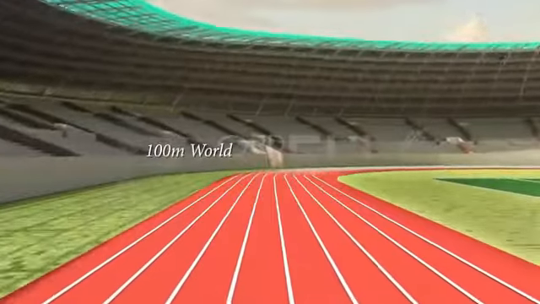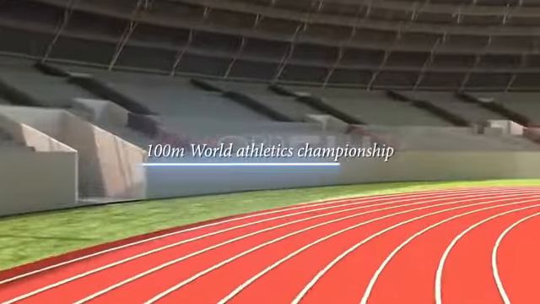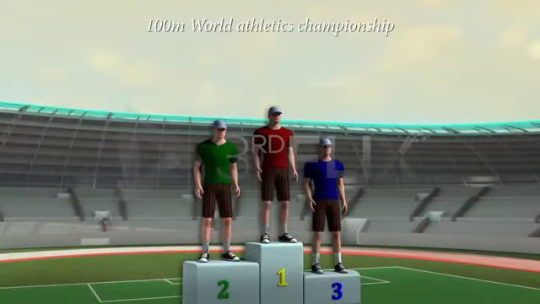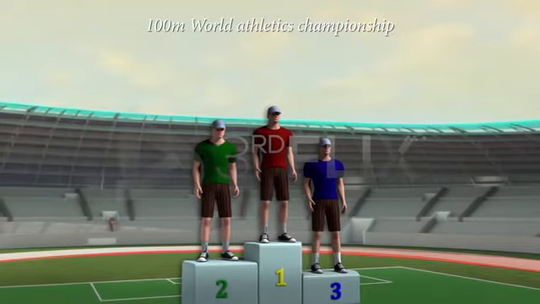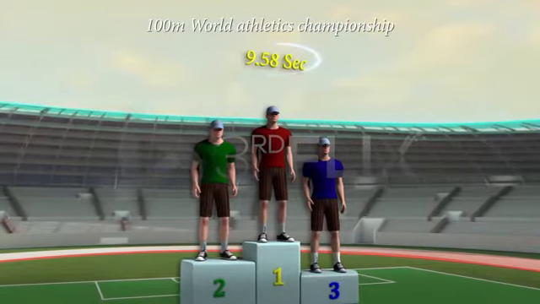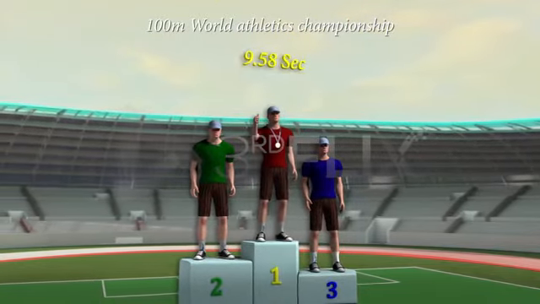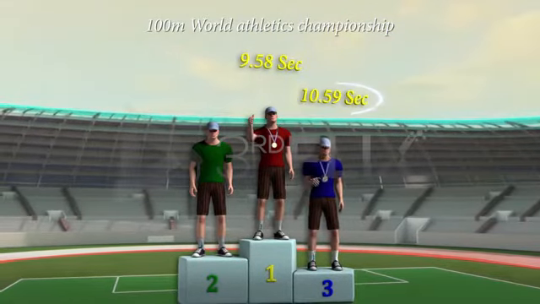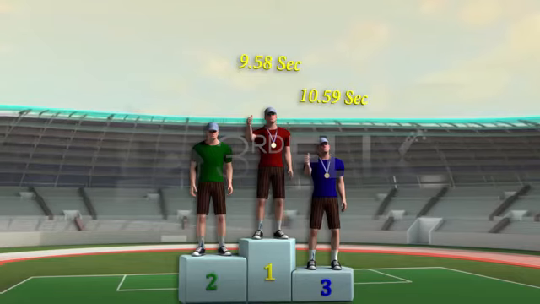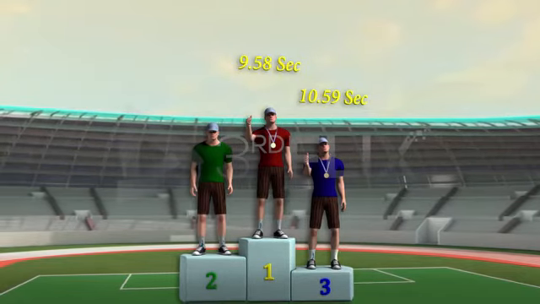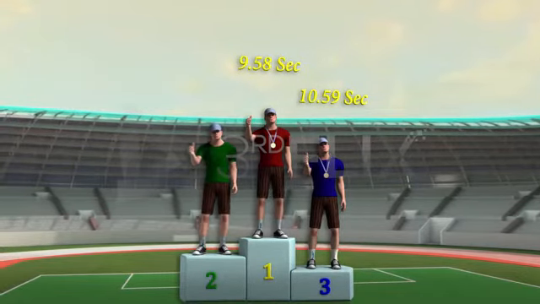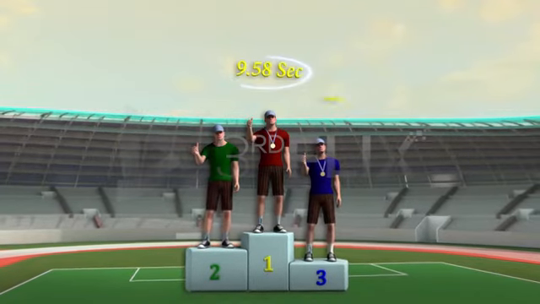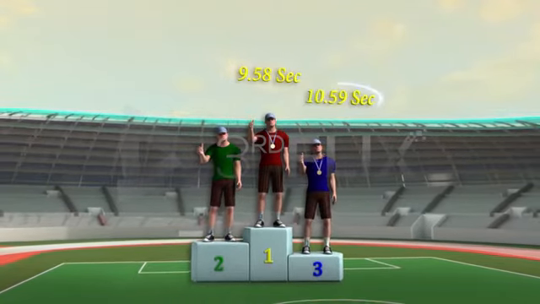In a men's 100-meter World Athletics Championship, sprinter A completing the 100 meters lap in 9.58 seconds and won the gold medal. Sprinter B completing in 10.59 seconds and won the bronze medal. So, there will be a sprinter C who won the silver medal and completing in between 9.58 seconds and 10.59 seconds.